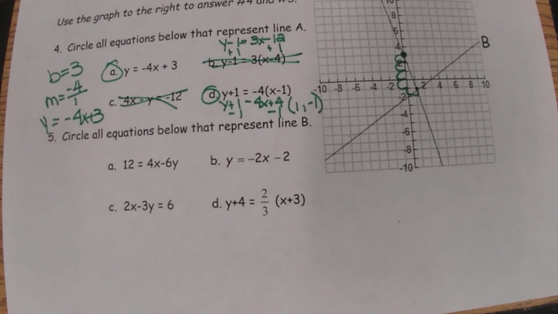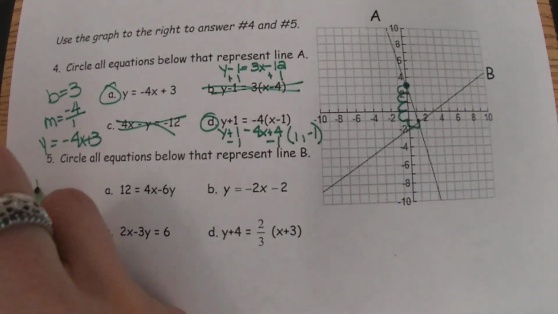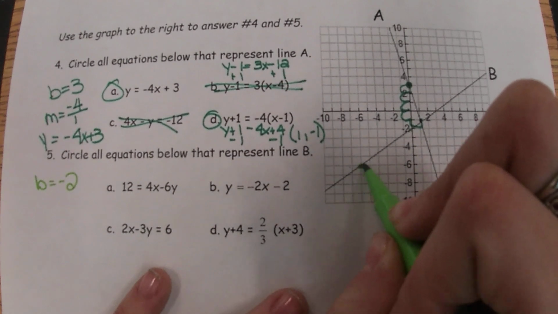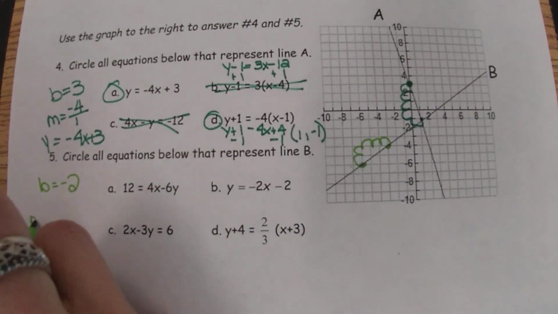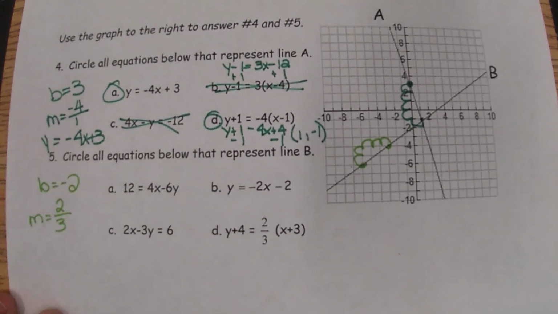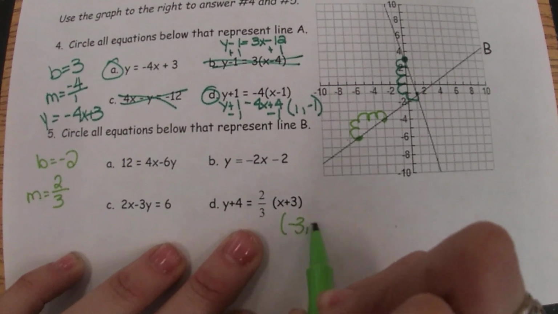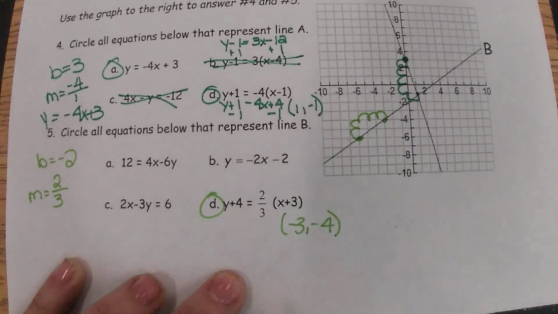Okay, we'll do a similar idea on number 5. So let's see, we have an intercept of -2. And if we pick 2 good points, up 2 over 3, we have a slope of 2/3. Okay, so this also has the point -3, -4. -3, -4 is on the line, so this is an answer.